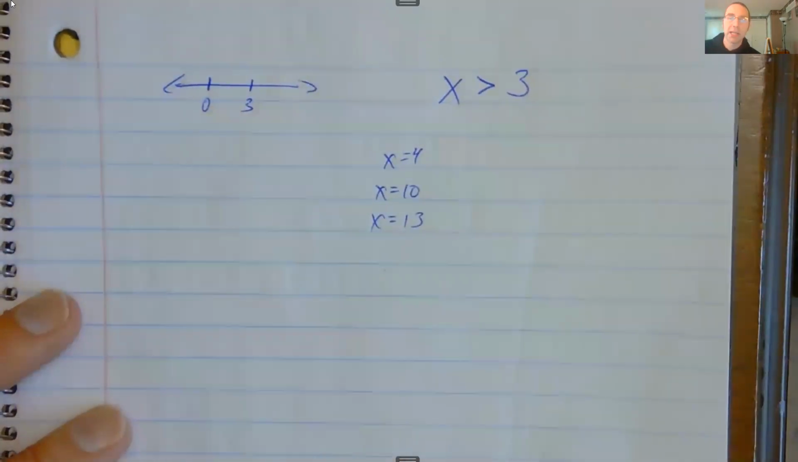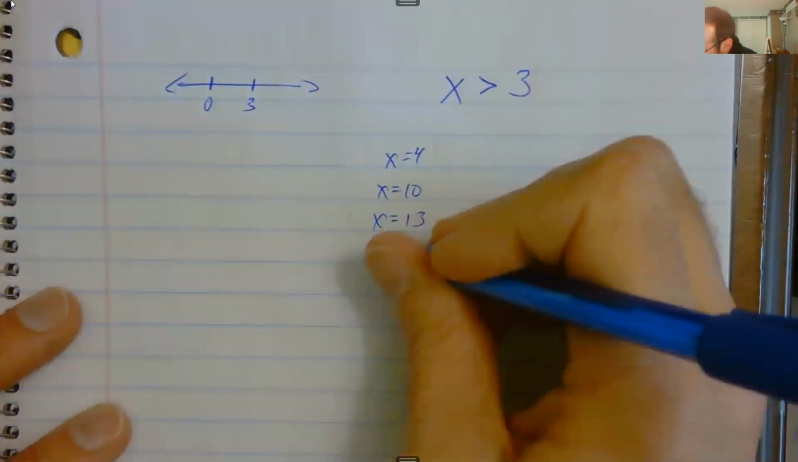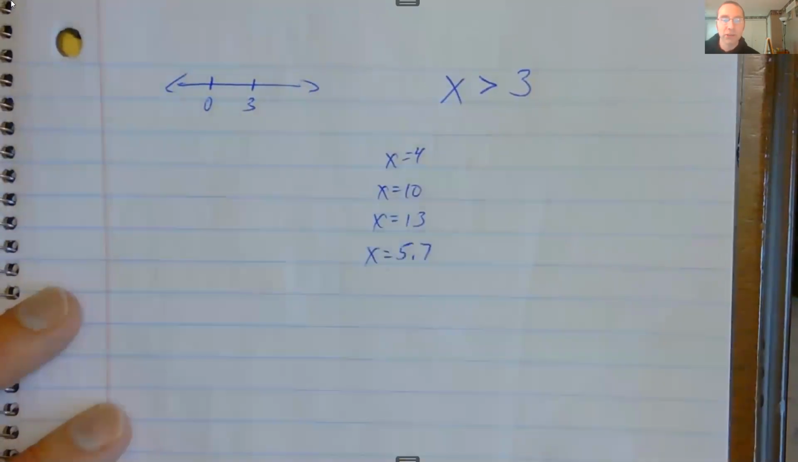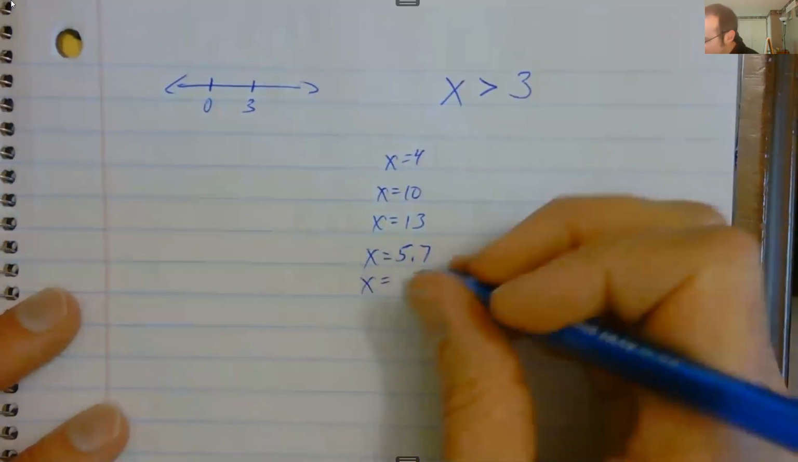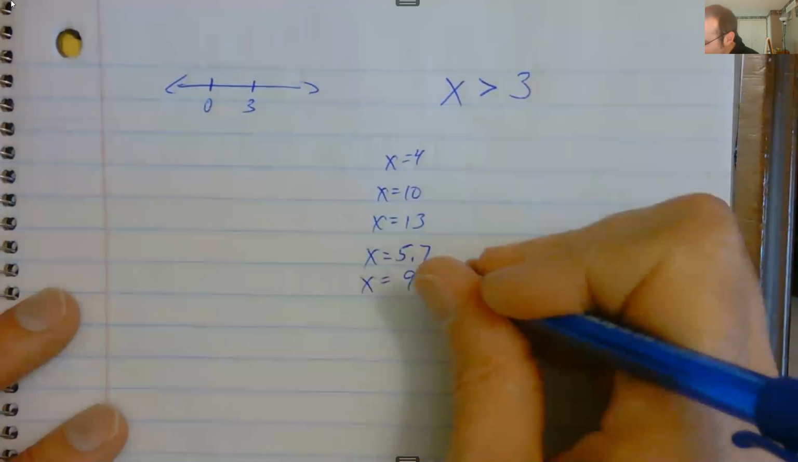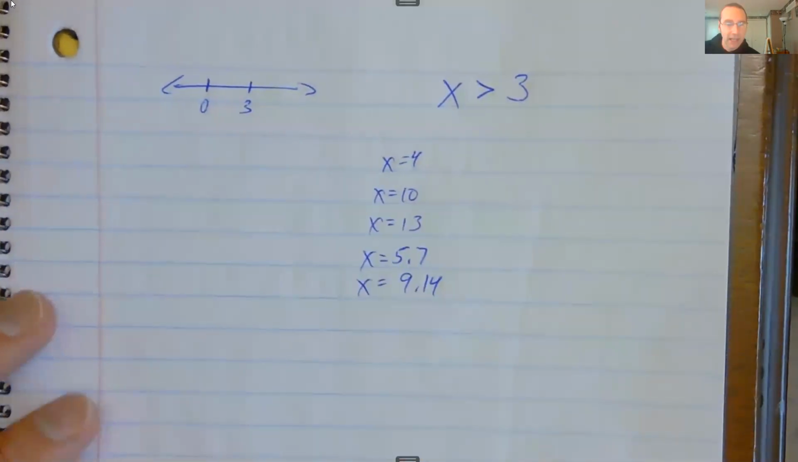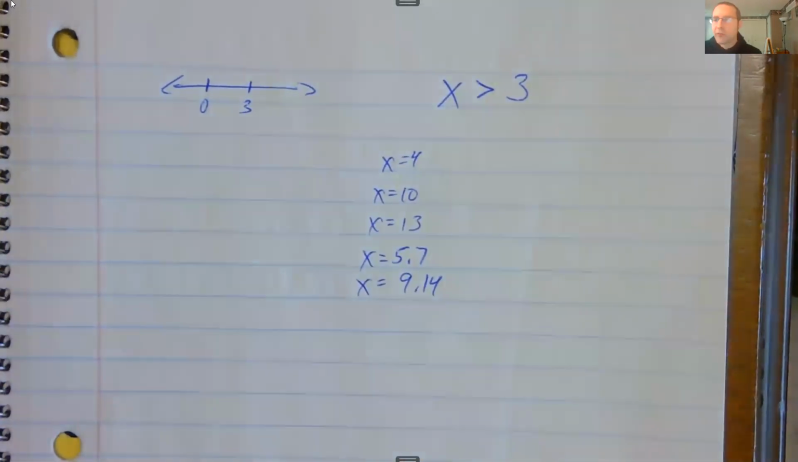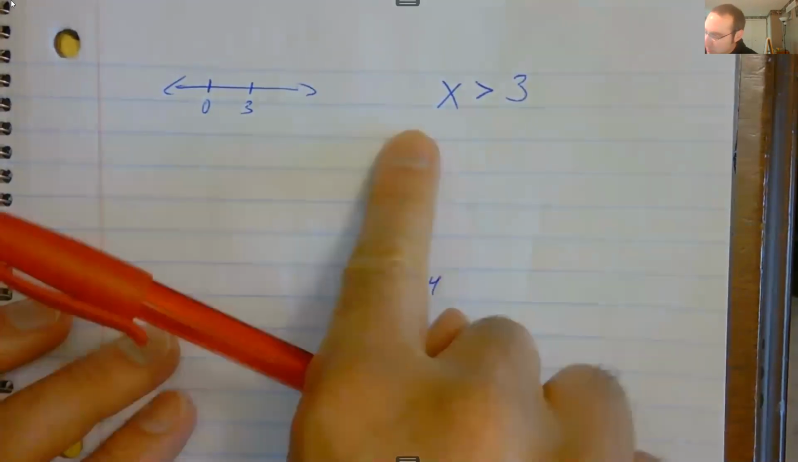How about x equals 13? 13 greater than 3? Yes. X equals 5.7. Is that true? Yes. X equals 9.14. Is that a true statement? Yes. I'm going to start listing off a few that don't make that true, things that will make that false. So these were all true statements.